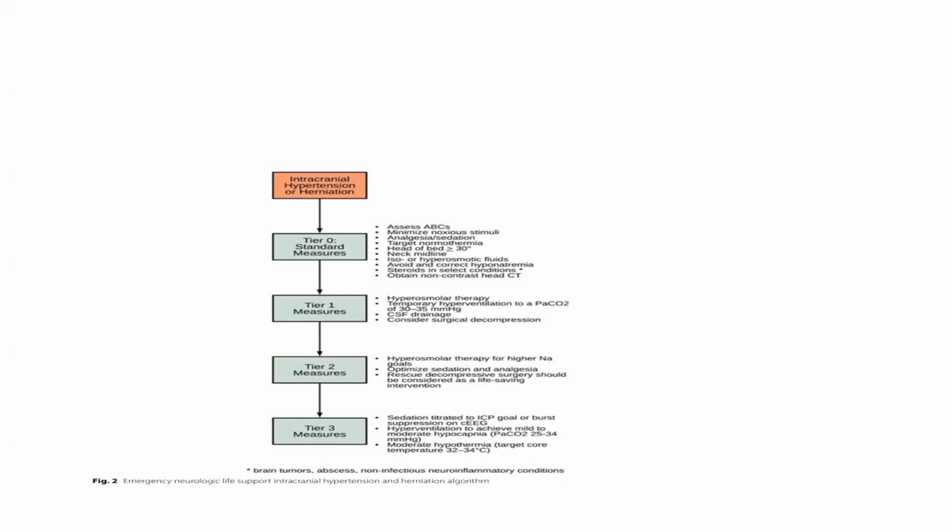And tier 2 measures include hyperosmolar therapy for high sodium goals, optimized sedation and analgesia, and rescue decompression surgery, which should be considered as a life-saving intervention. And tier 3 measures include sedation titrated to the ICP goal or burst suppression on EEG, hyperventilation to achieve mild to moderate hypocapnia, and moderate hypothermia.